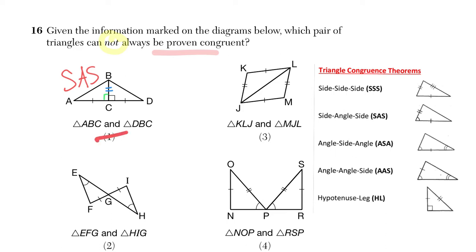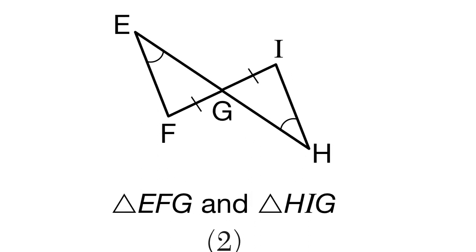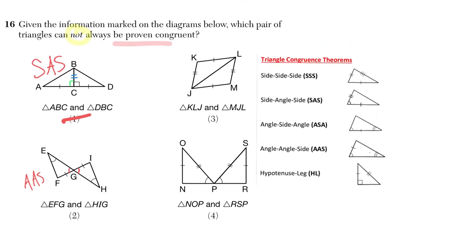Let's take a look at option 2. We don't have any shared sides here, but what we do have is a vertical angle. And so I recognize that we've got angle, angle, side, and then angle, angle, side. Is that a way to prove 2 triangles congruent? It sure is. So so far we've got SAS, and we've got AAS.